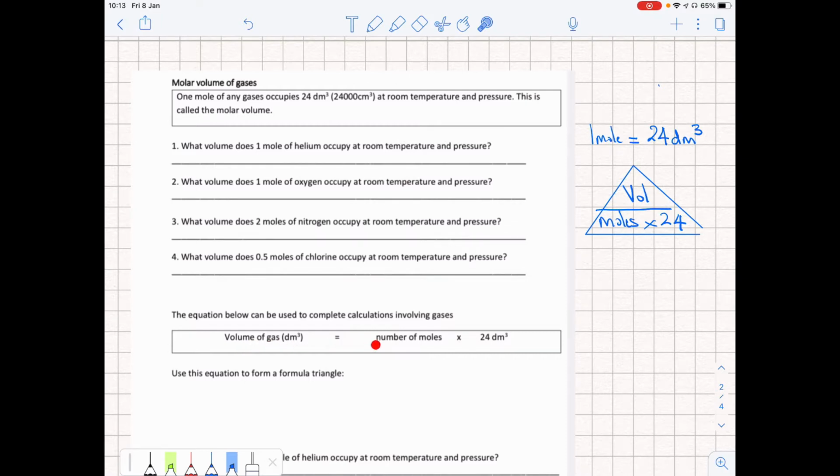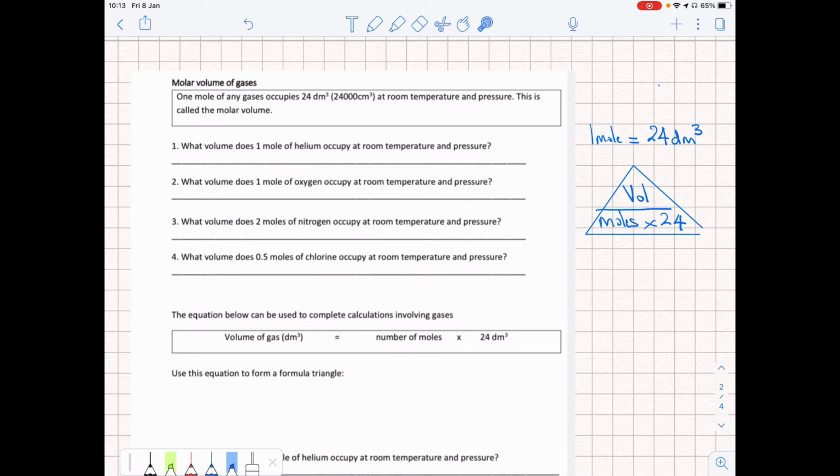So the volume and the moles of a gas are linked. If we have the volume of gas, then the relationship is its moles of gas times by 24 decimeters cubed. This is because we know the relationship that 1 mole of any gas, doesn't matter what that gas is, occupies a space of 24 decimeters cubed. So this equation can be turned into a triangle, as you can see here. And often I talk to my class about remembering that it's volume, moles, 24. So moles times 24 is equal to the volume.